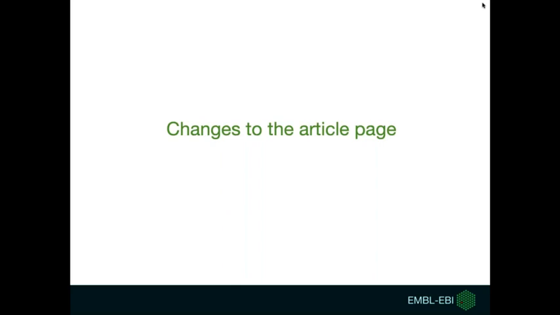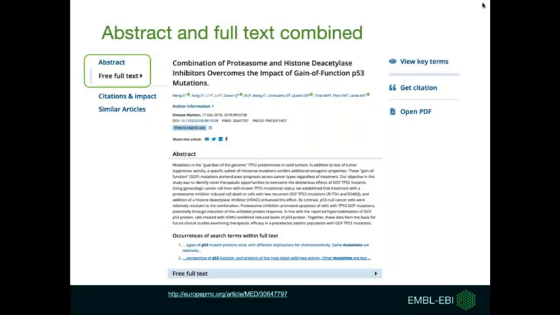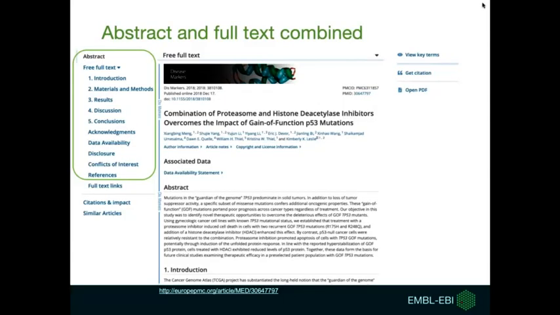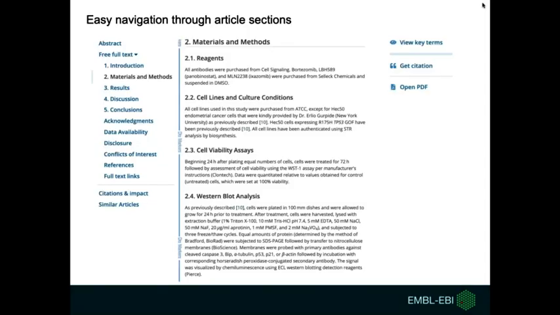Following, I will now introduce the changes in the article page. The new article page combines abstracts and full text in one go. The menu on the right side of the page allows navigating through the different sections of the article, as you can see highlighted in green. So this example shows how you can, with one click, jump to materials and methods sections and so on.